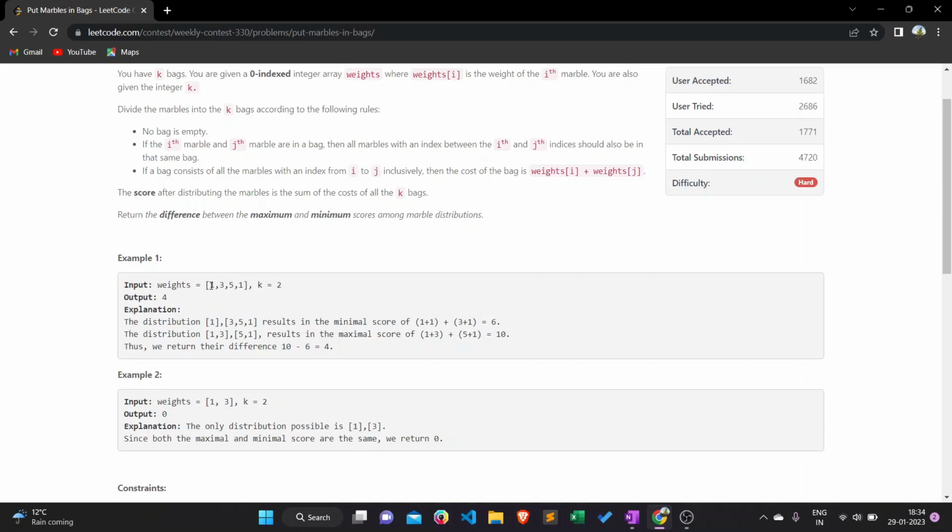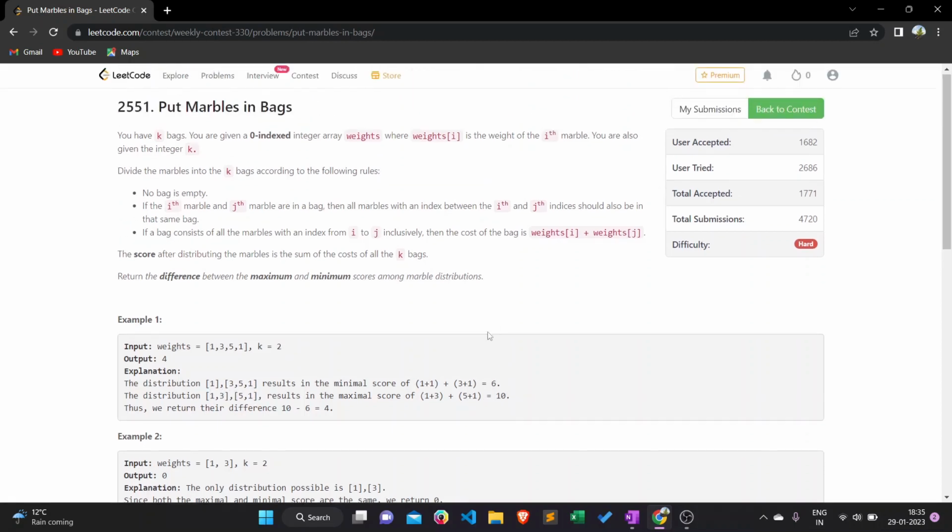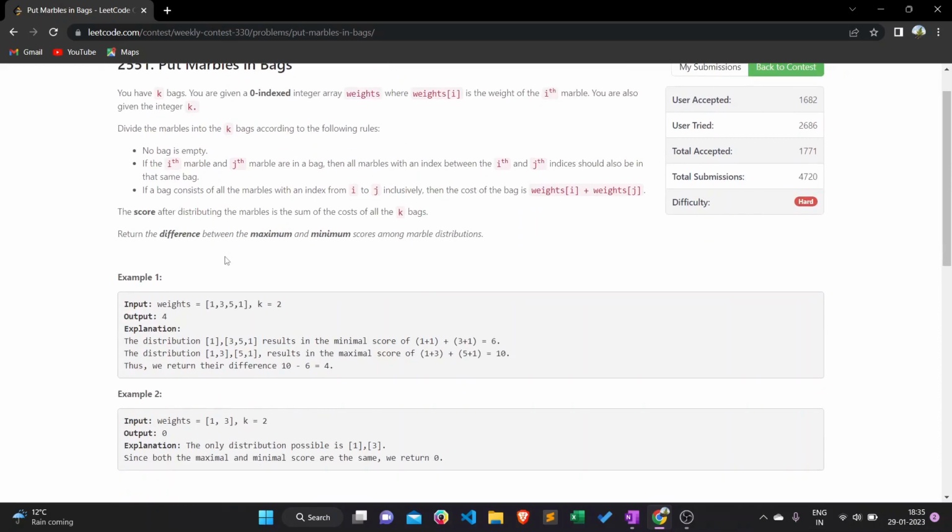If you consider this distribution, one subarray is only 1 and the second subarray is 3 5 1. So the cost is 1 plus 1 is 2, and 3 plus 1 is 4, so 2 plus 4 is 6. You have to take the starting index and the last index of the subarray. Consider the other distribution: 1 plus 3 is 4 and 5 plus 1 is 6, so it is 10. That is how the score of a distribution is defined. Now you have to return the difference between the maximum and minimum scores among marble distributions.